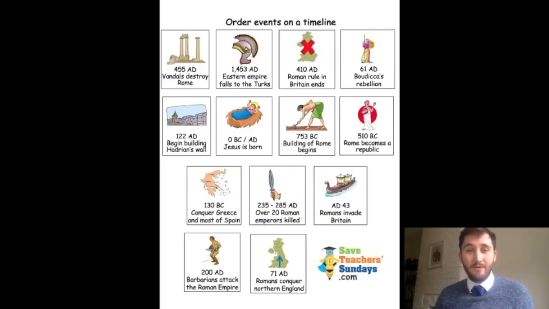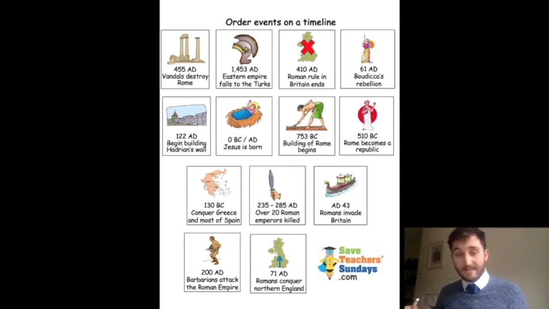Okay, so now you know how to organise your timeline. In front of you, just here, there are some key events in Roman history. So you can see that from the top left, you've got 455 AD, 1453 AD, 410 AD, 61 AD, 112 AD, and then you've got Jesus is born, which is 0 BC or AD because it's 0, 753 BC, 510 BC. You've got all these different dates. Now I want you to organise these dates on your timeline.